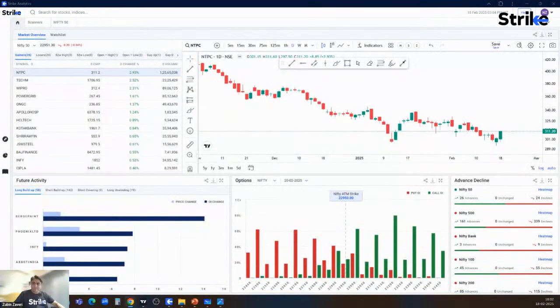Very quickly, I'll share my screen, and that's the screen. This is the homepage of web.strike.money.